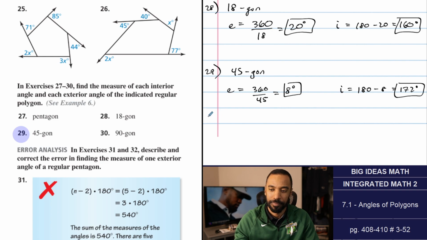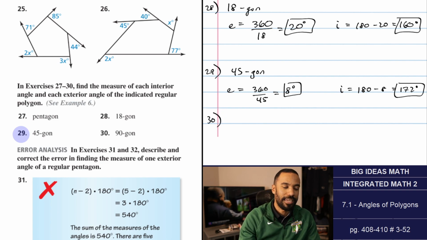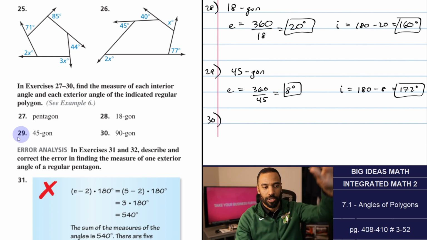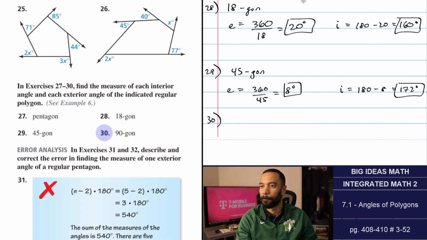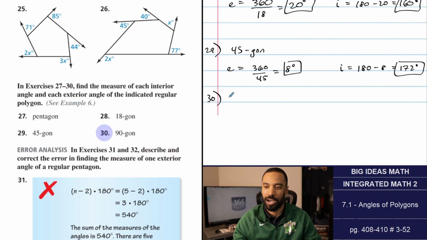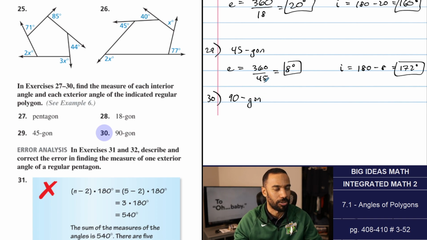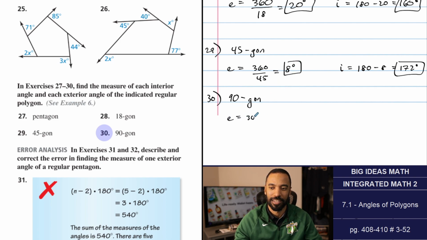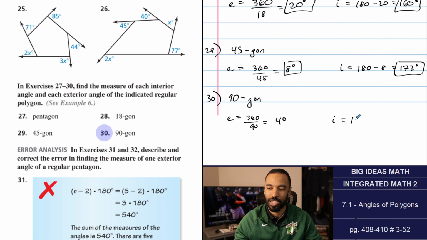Number 30. 90 gon. A 90 gon. 90-sided shape. It might as well be a circle. I'm just going to say that. That's why these things are getting so slim. What's 360 divided by 90? 4. 4 degrees for each exterior angle measure. Interior is 180 minus 4, which is 176.